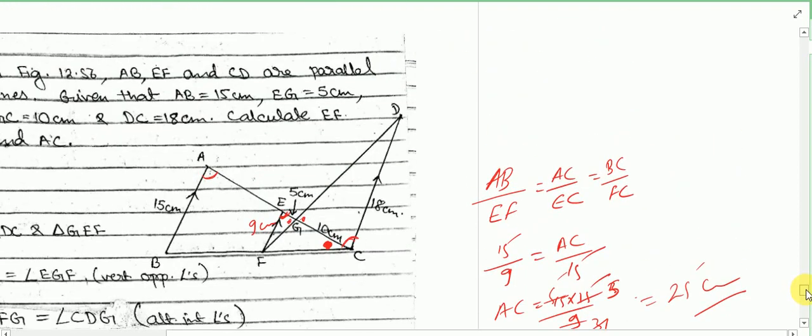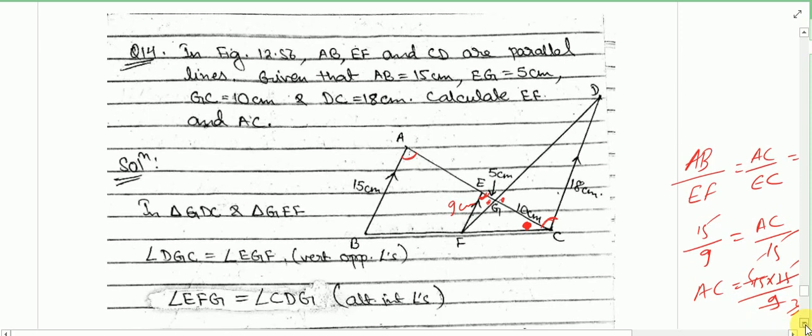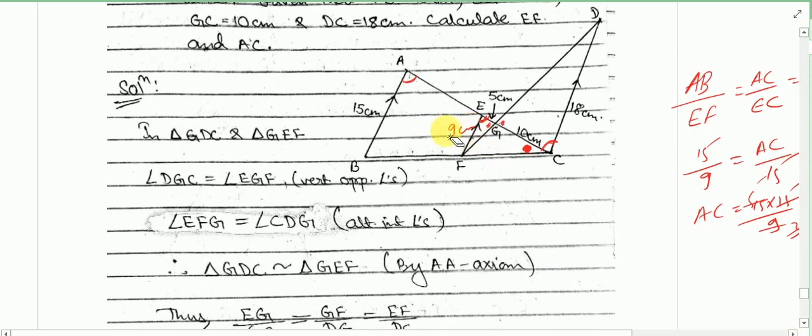So this was the explanation. Now see the solution. I will rub this first. I have already explained, I will just show you this. Firstly we'll consider this smaller triangle, GDC and GEF. I have already shown you how these two are similar. So this and this are the same, vertically opposite angles.